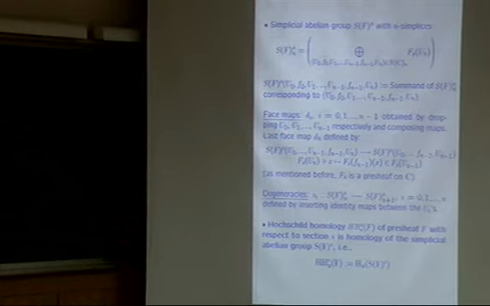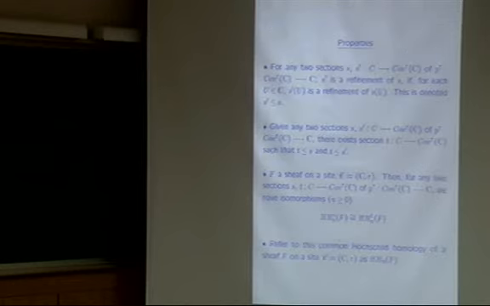So that gives me a simplicial Abelian group, and everybody can see where this is going. So we have the Hochschild homology of the presheaf F with respect to S is simply the homology of the simplicial Abelian group. So that is our main definition. Now, properties.